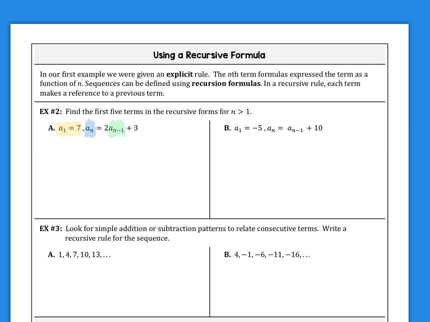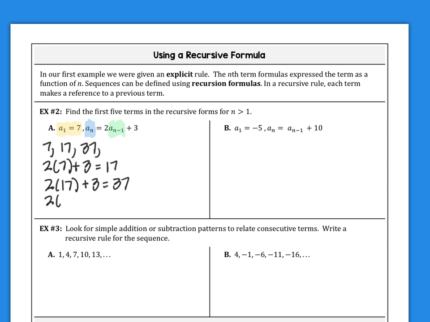Okay, so if our first term is 7, I'm going to go ahead and put 7 right here. I know the first term is 7. They gave it to us. The next term is found by saying 2 times that first term plus 3. So that's 14 plus 3. That's 17. So that's the next term. Okay, so then the term after that is 2 times 17 plus 3, which is 34 plus 3, 37. Okay, so that's the third term.